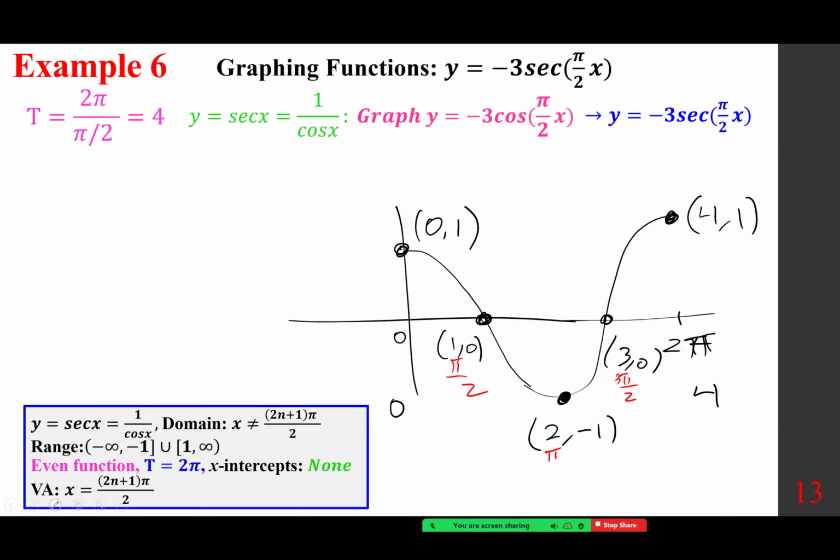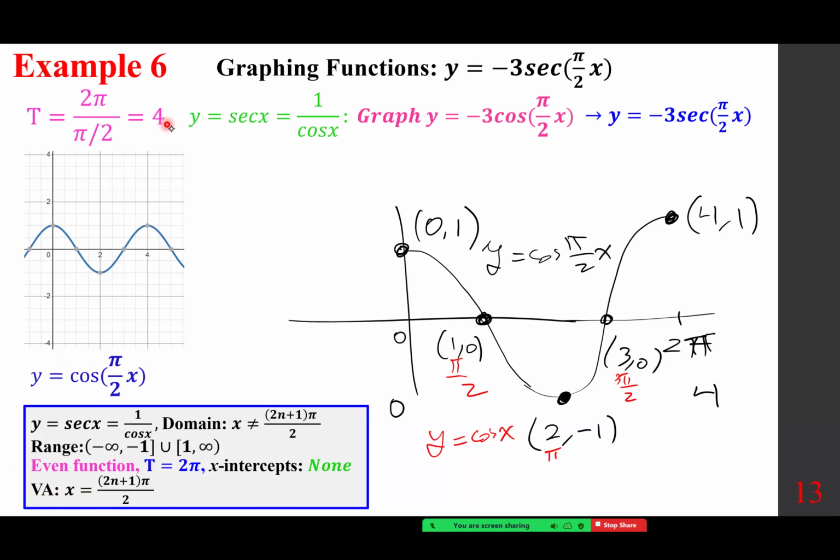4. Let me just write it in red again. 4, y equals cosine x, or y equals cosine of π/2 x. We change those numbers accordingly because the period of 2π has changed to the period of 4. So the graph looks like this.